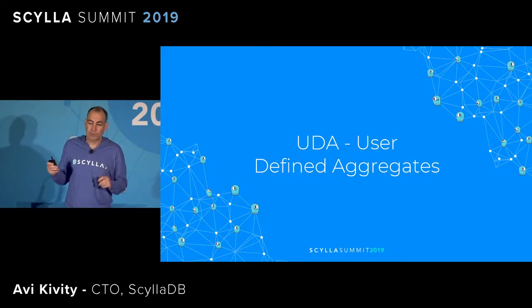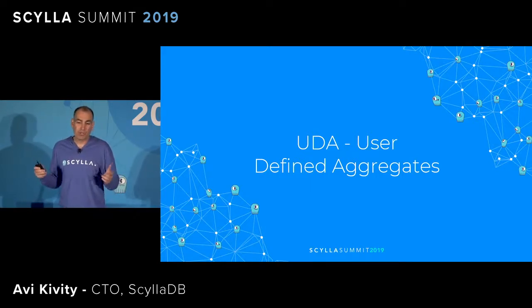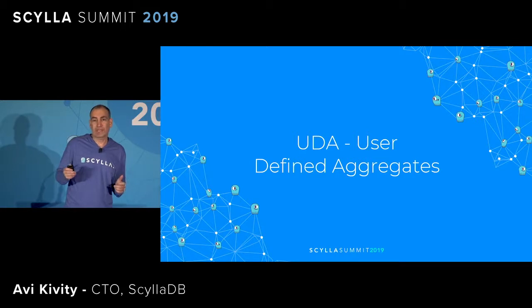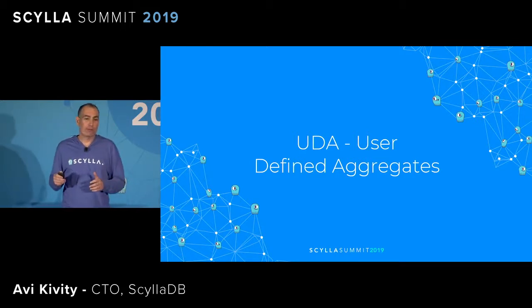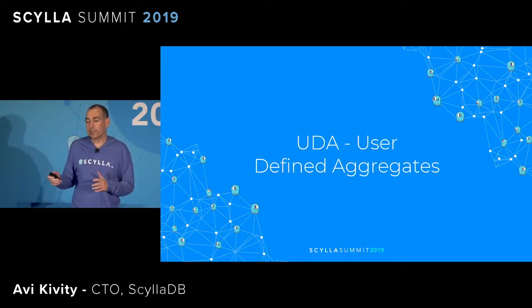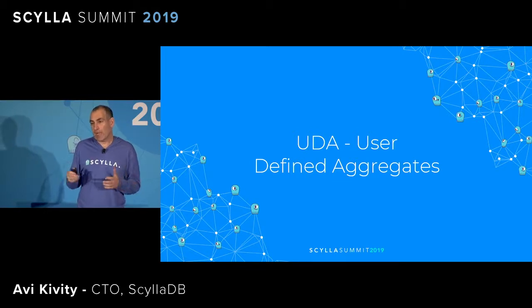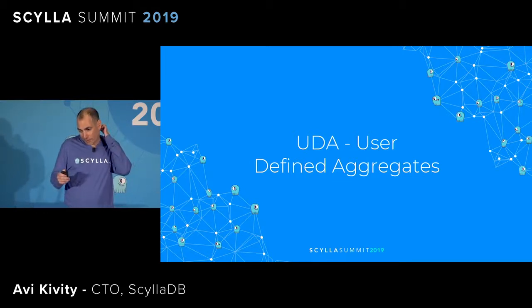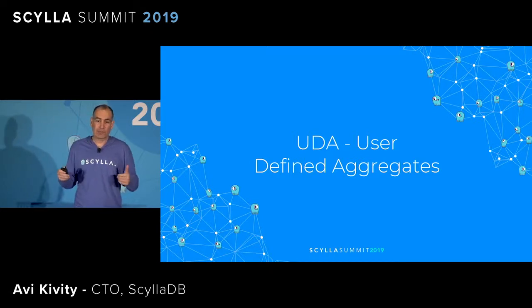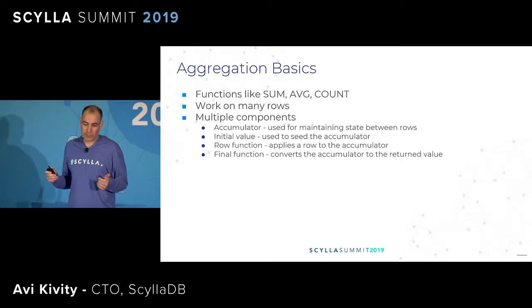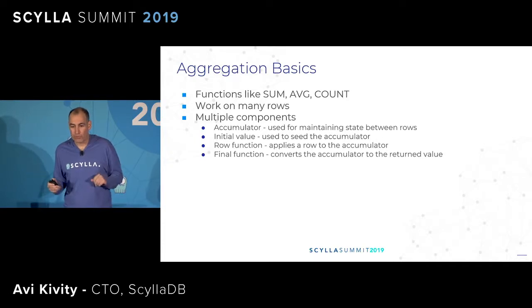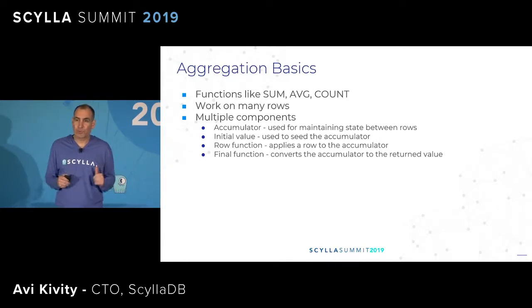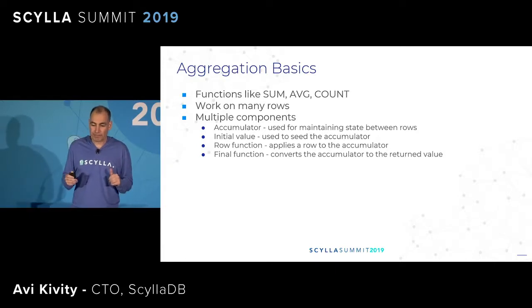All right, let's move on to user-defined aggregates, which are an extension. In the same way that we have functions in Scylla that take an input and transform it, there are also aggregate functions that take a sequence of values that come from different records and perform some aggregation, such as a sum or average, or count. So the input comes from many rows, and you return just one row at the end.